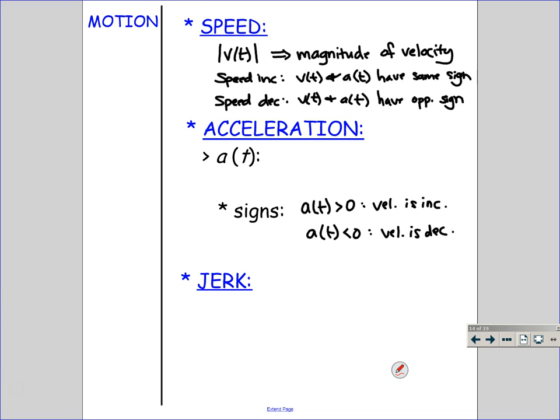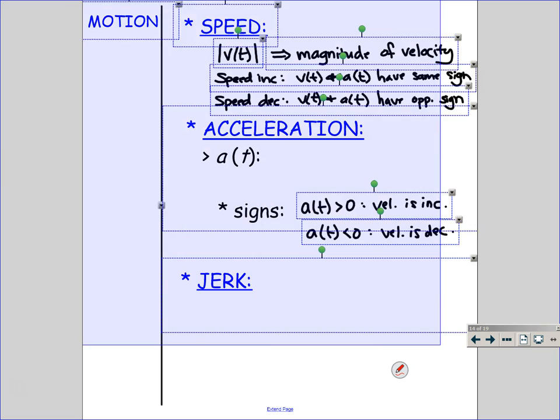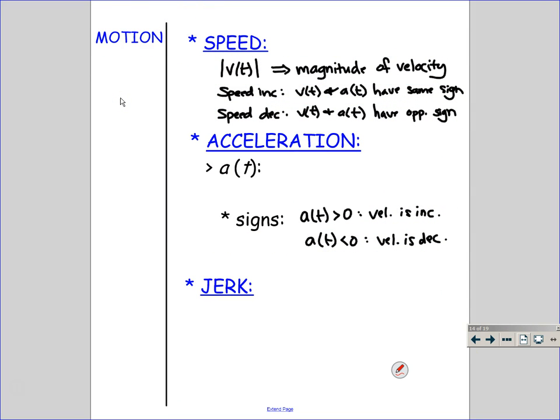What else do we have? Speed. Physics people, we know that's magnitude, right? Speed, that's magnitude, absolute value. How is speed increasing? How is speed decreasing? How do we know if it's speeding up or slowing down? We have to check the signs of velocity and acceleration and see if they're working together or against each other, right?